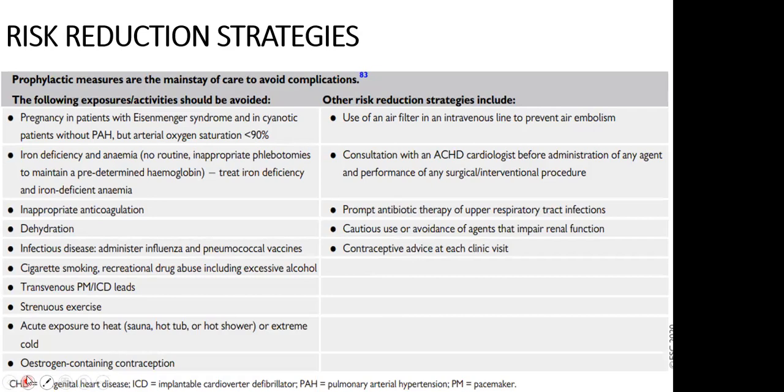Then also, even if they have to be on contraception, they should avoid estrogen-containing contraception, because it causes fluid retention and predisposes them to thromboembolic events. We should make sure they avoid taking estrogen-containing contraceptives. Then also, we should make sure they use air filters to prevent air embolism, as well as other things that are listed here.